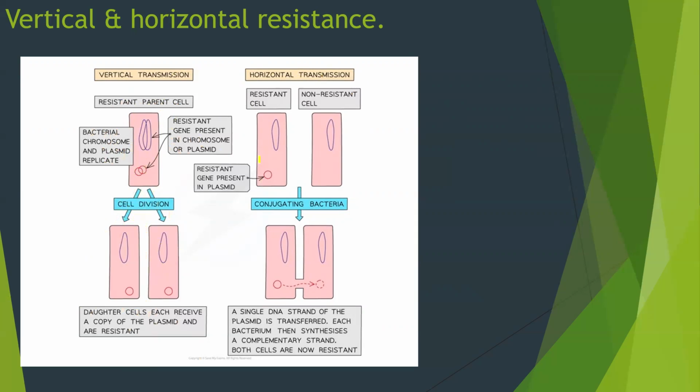For horizontal transmission, this is mostly towards plasmids. So when plasmids are transferred, this is a process of conjugation when there's a tube. Then the plasmid is being transferred from one to the other.